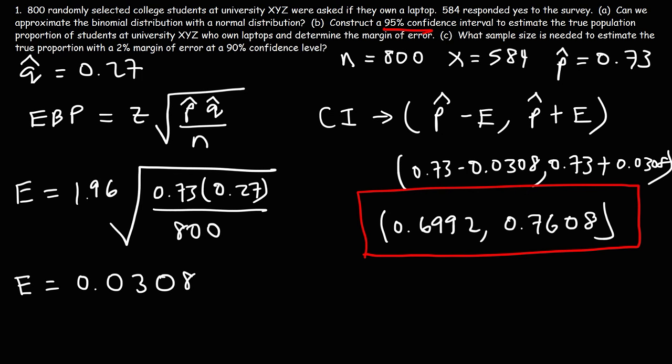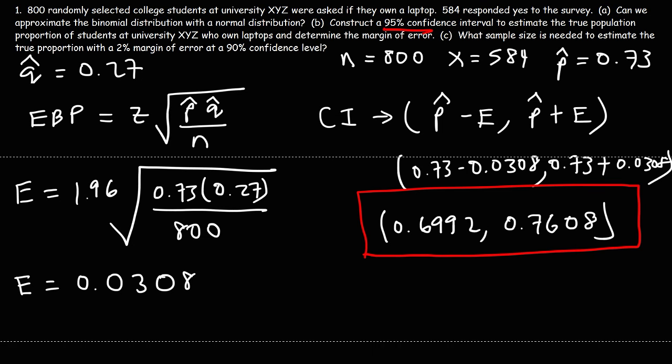Now let's move on to part C. What sample size is needed to estimate the true proportion with a 2% margin of error at a 90% confidence level? Go ahead and try that problem.